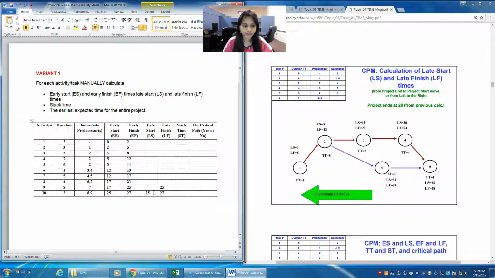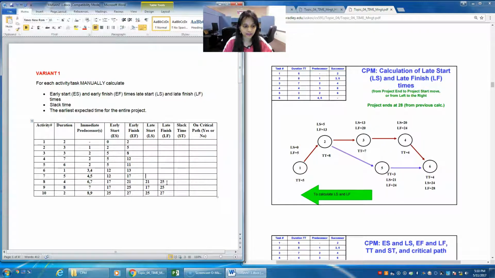And now we need to subtract the duration from 25. So 25 minus 8 is nothing but 17. So that's how you'll get 17. And then for 8, the late finish will be the late start of 10, because the immediate successor is 10. So over here you'll be entering 25, and 25 minus 4 is nothing but 21. So you'll be providing 21 there.